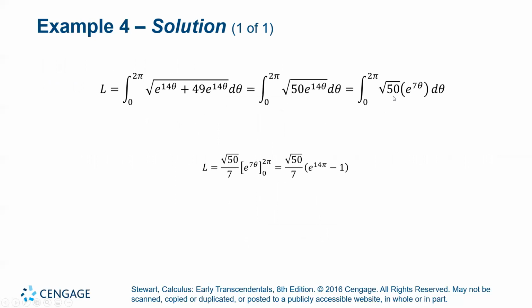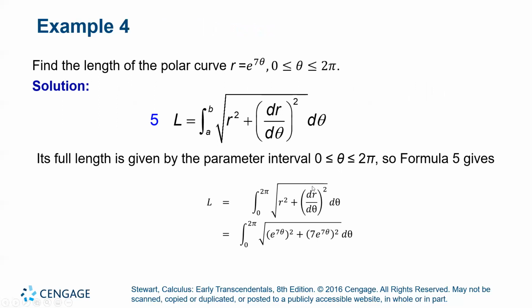So now that we're at this step, we're ready to find the antiderivative. And again, you're going to use the opposite of the chain rule. The antiderivative of e to the 7 theta is e to the 7 theta divided by 7 or multiplied by 1/7, whichever you're most comfortable with. So we have the square root of 50 divided by 7 times e to the 7 theta. And so once you plug in your limits of integration, 0 and 2 pi, you end up with square root of 50 over 7 times e to the 14 pi minus 1. And that's the final answer for arc length for the curve r equals e to the 7 theta.